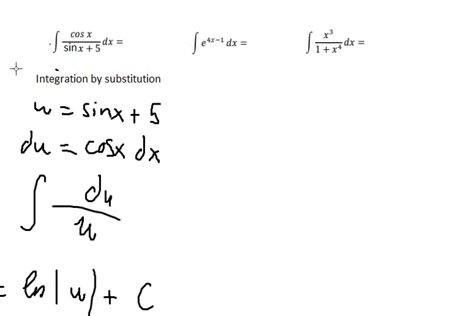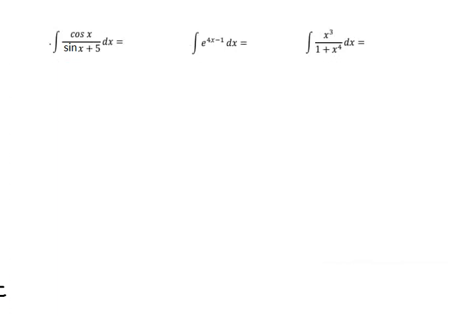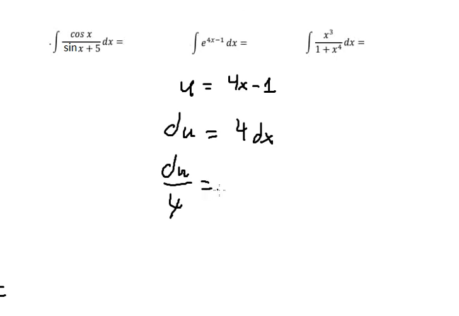Question number 7. We can use u equal to 4x minus 1. That's integration by substitution. You get du equal to 4 dx. But we don't have 4 in here, so we need to divide both sides by 4. For 4x minus 1, we change to u. dx we change to this one.